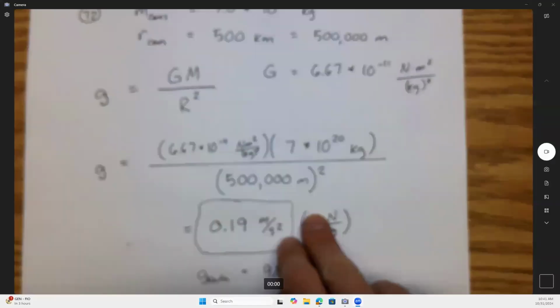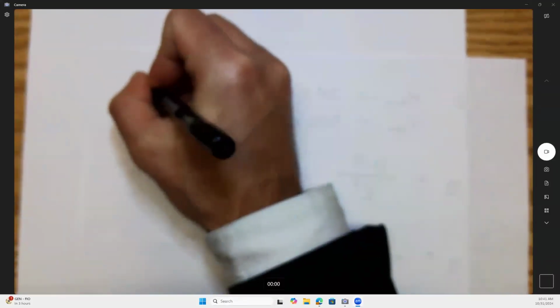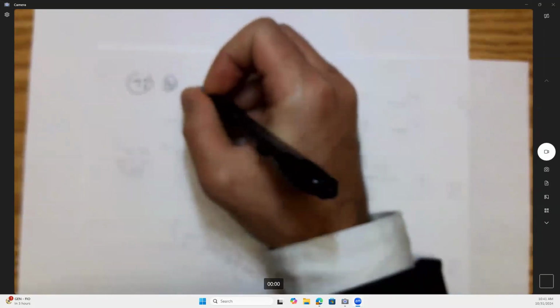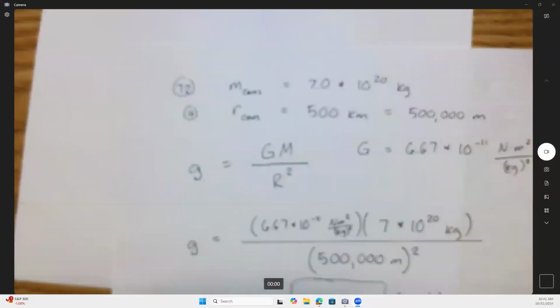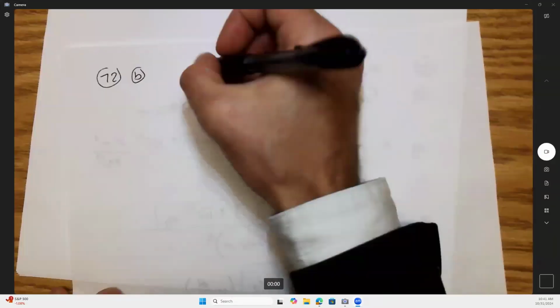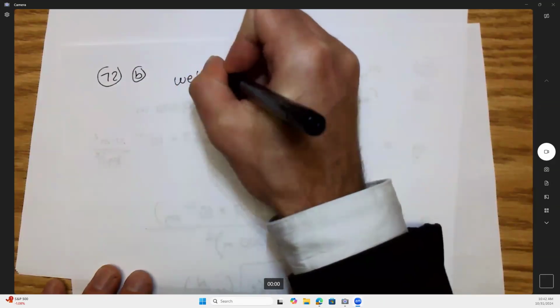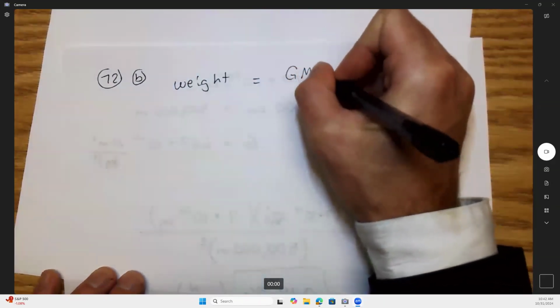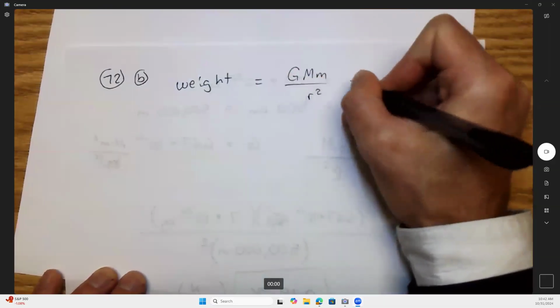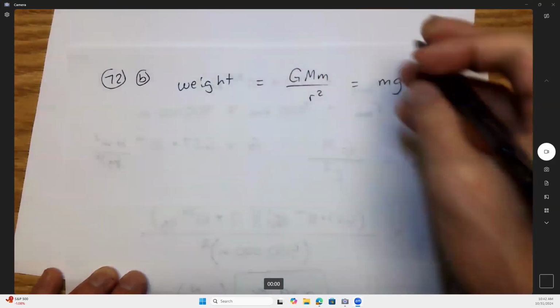All right, so there is a follow-up question. It says, what would an astronaut weigh? So 72B. That was 72A right here. We're doing 72B, a 90-kilogram astronaut. Guys, weight. Actually, you have two perspectives on weight. You could go GMm over R squared, or you could just call it mg. It goes to the same thing.